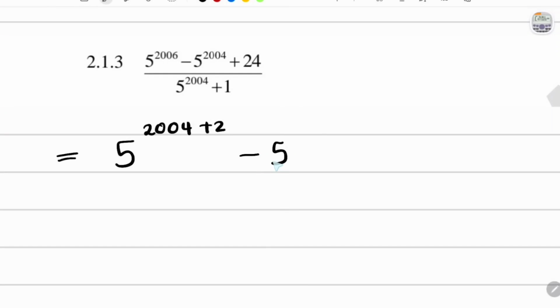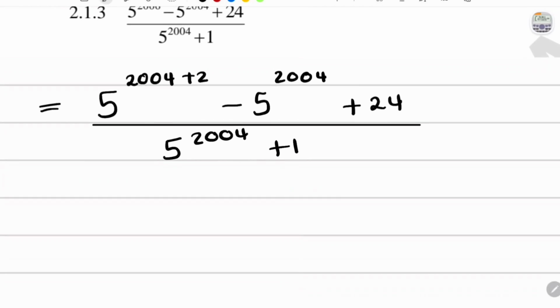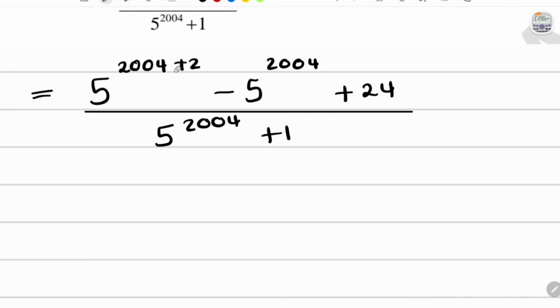Then we have minus 5 to the power of 2004, and then, of course, the plus 24. And then over, we still have the exact same thing, 5 to the power of 2004 plus 1. Okay, so at this point, because we have a plus here, I can separate them so that they have their own base each. Kind of like if you have 5 to the power of x plus 2, you can separate it into 5 to the power of x multiplied by 5 to the power of 2. So I'm going to just do that there. So that is going to be 5 to the power of 2004 multiplied by 5 to the power of 2, and then everything else stays exactly the same.